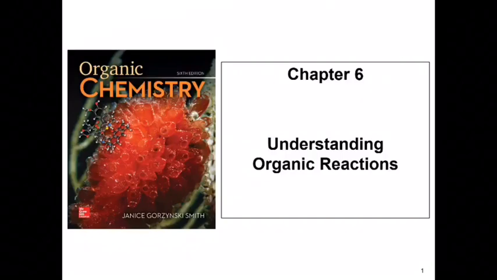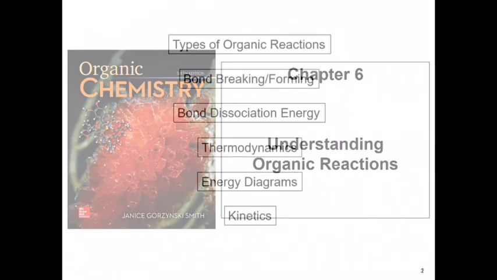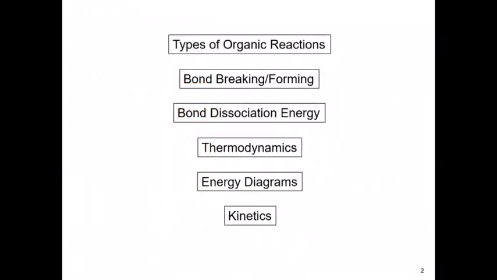Hi everyone, so today's lesson is going to be regarding chapter 6, which is all about understanding organic chemical reactions. So here's a brief outline that basically summarizes what this chapter is all about. So we're going to take a look at the general types of organic chemical reactions. We're going to look at bond breaking, bond forming, the difference between homolytic cleavage versus heterolytic cleavage, and then we're also going to look at bond dissociation energy and how that's related to bond length.